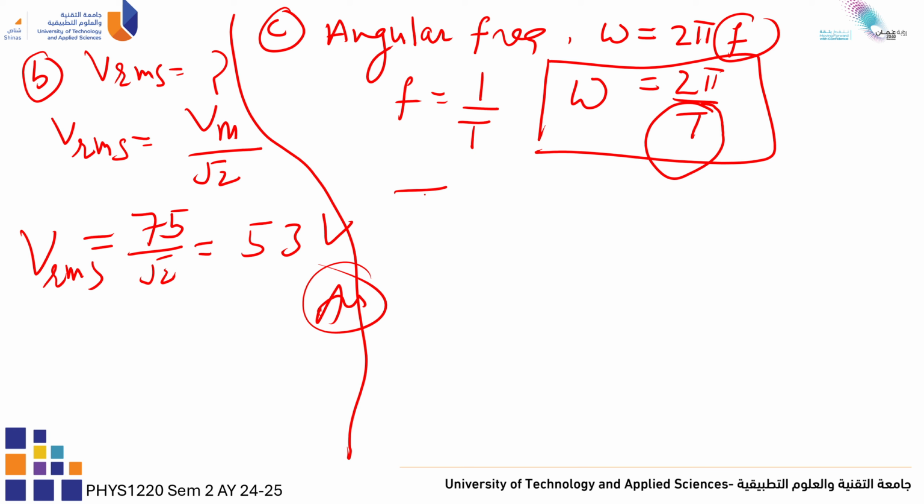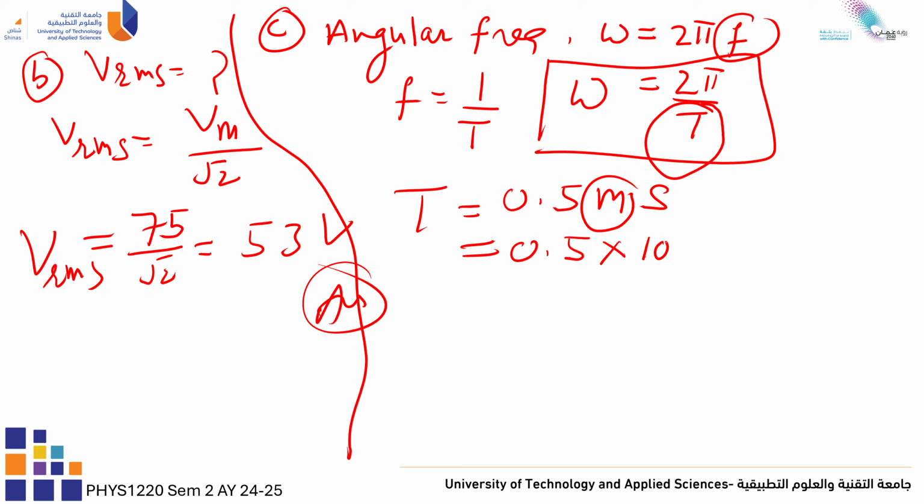And so the value of the time period is coming 0.5 millisecond. You cannot use millisecond, so you need to change to second. If you are changing to second, then milli means 10 to the power minus 3 second. So this is the value of T.